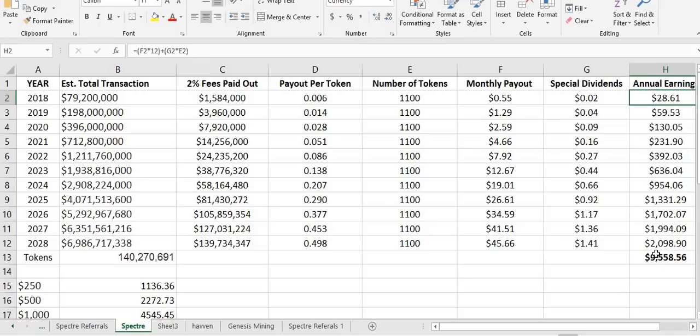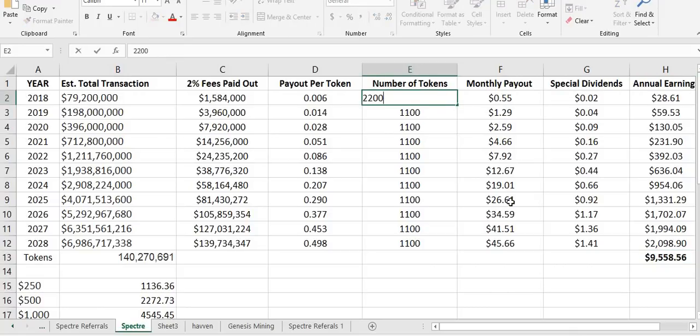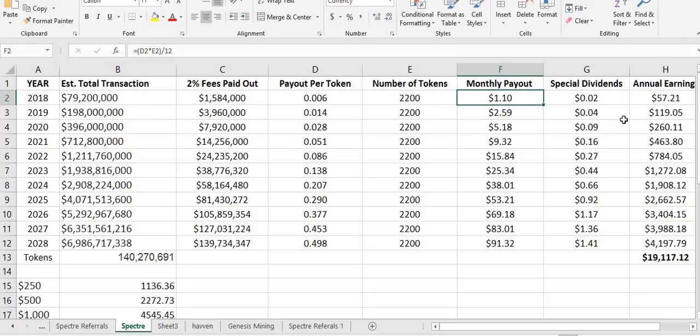The total annual earnings over 10 years, again using their conservative numbers, is $9,558. So the question you ask yourself is, would you spend $250 today to get basically $9,500 over the next 10 years? Probably. Let's change this to 500. We'll go into 2,200, tab that through. Same instance now. You can see we're looking at basically doubling everything.